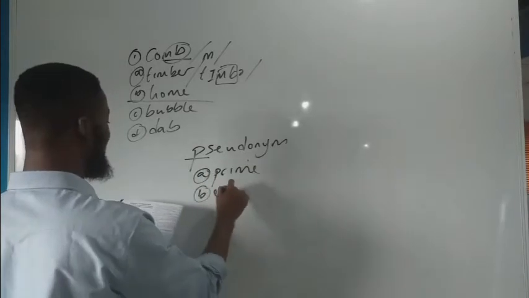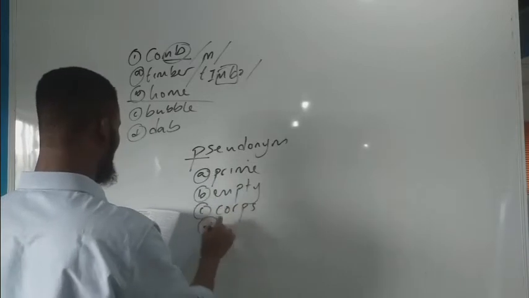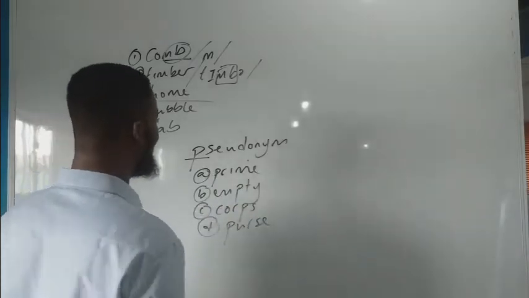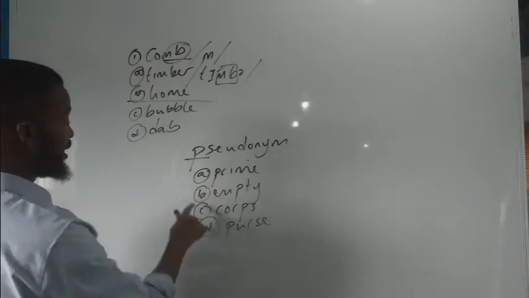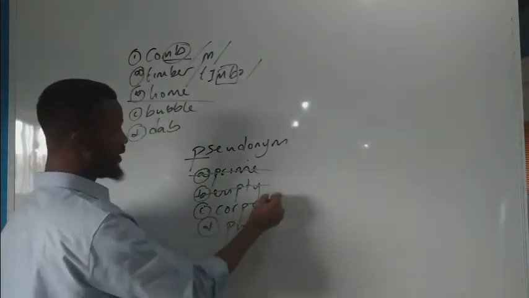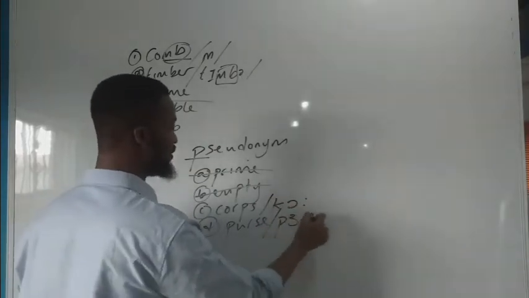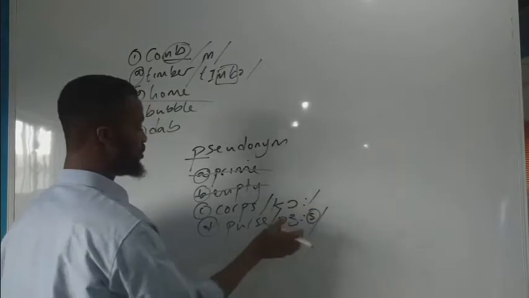B, we have EMPTY. C, we have CORBS. And option D, we have PURSE. So we're looking for ordinary S. This couldn't give us, this can't either. CORBS is pronounced as core, but this word is pronounced as purse. You realize that the only S we're looking for is found here.